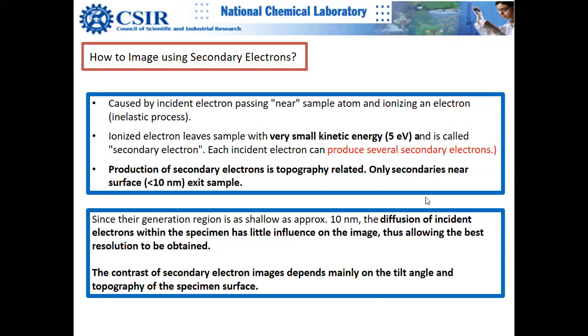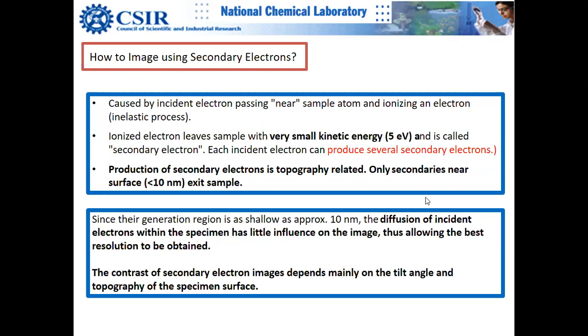So one thing you should always remember is that these electrons are picked up from as shallow as 10 nanometer. Below 10 nanometer, secondary electrons do not have enough kinetic energy to escape. So they just get scattered within the sample itself. Backscattered electrons have the same energy as the incident primary beam, so they can escape from the deeper subsurface areas of the sample.